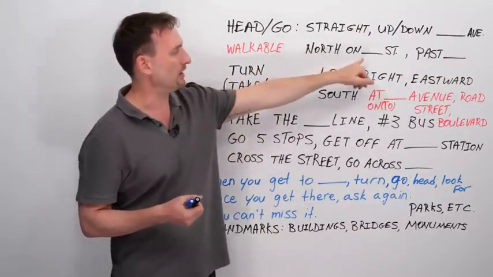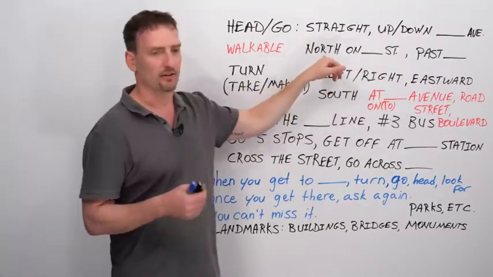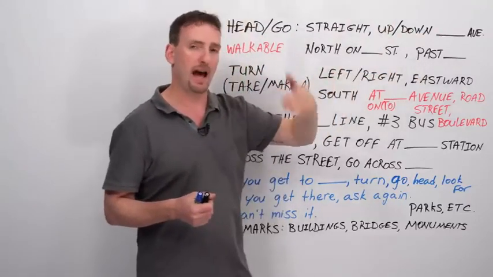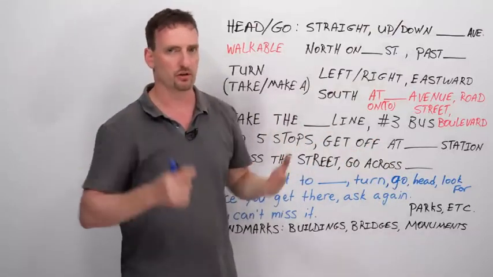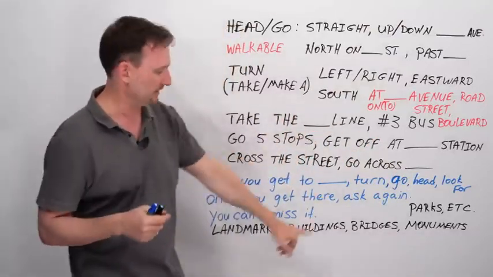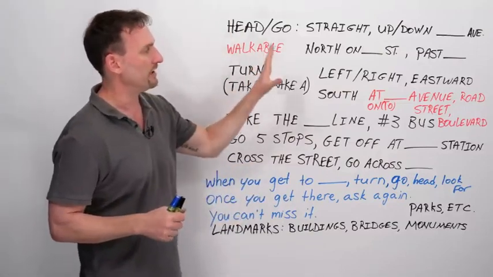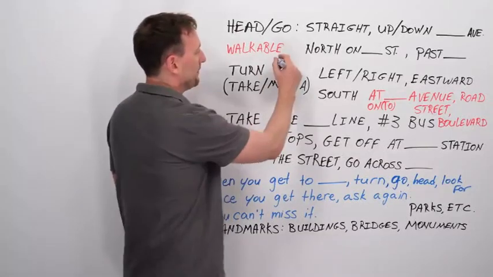Head north on 5th Street or Main Street. Again, north, south, east, west. Go past the National Bank building, which you'll see easily because it's a landmark, but I'll talk about that in a second. So head or go, very commonly used. Some people also use the verb follow.